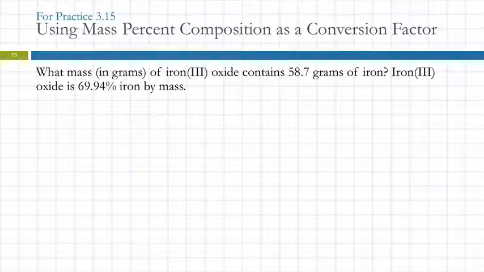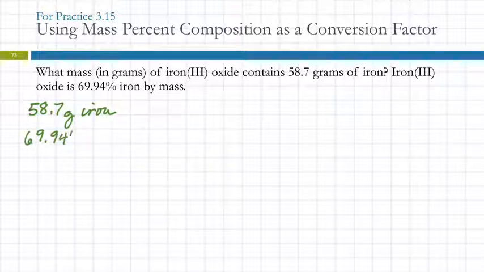So what mass in grams of iron 3 oxide contains 58.7 grams of iron? Iron 3 oxide is 69.94% iron by mass. Well, let's write numbers down. We have 58.7 grams of iron. And then we've got this 69.94% iron by mass. And what are we trying to find? The grams of iron 3 oxide.